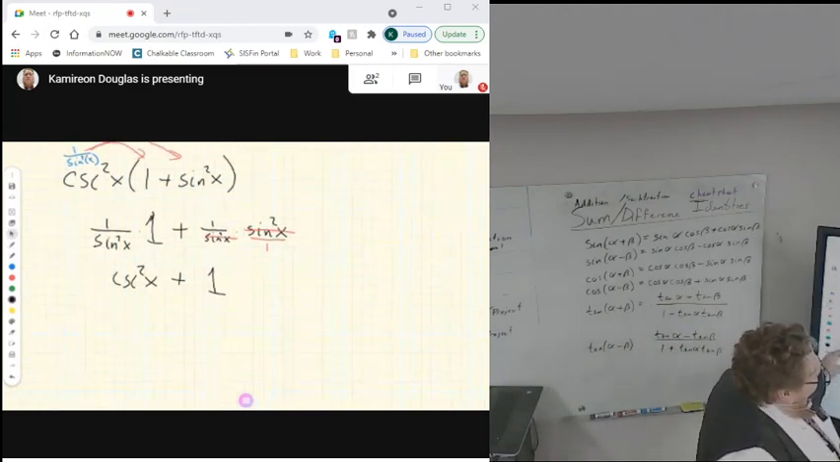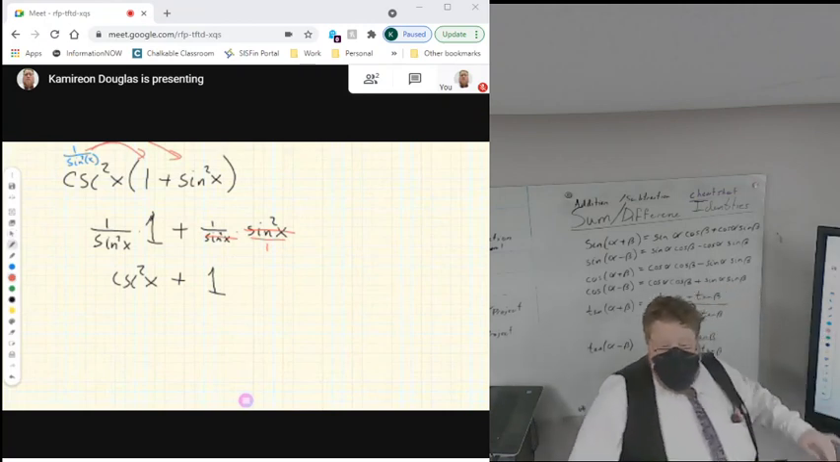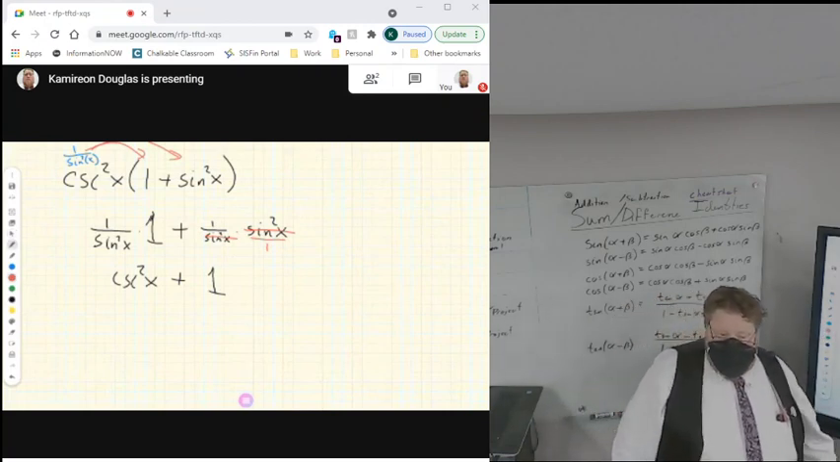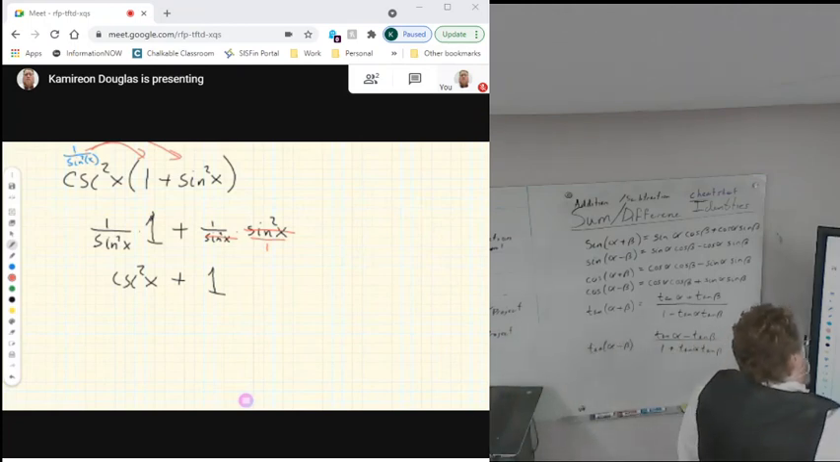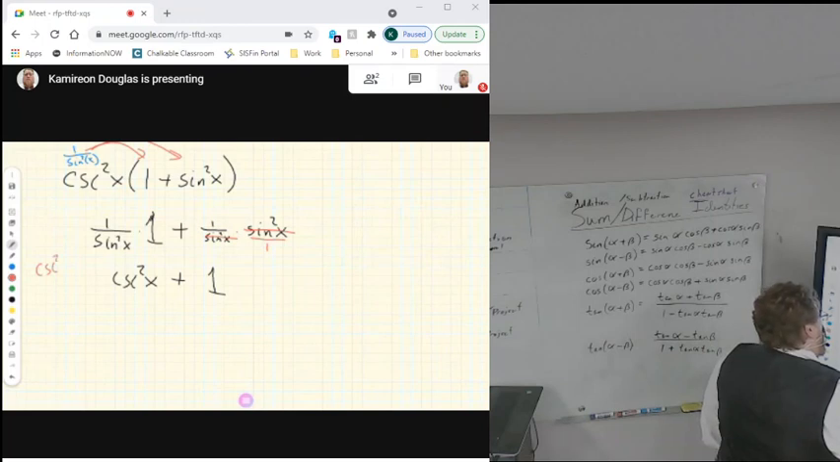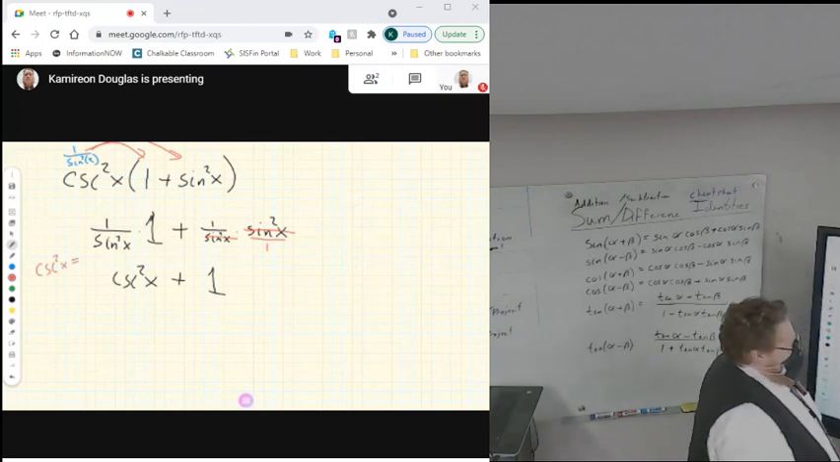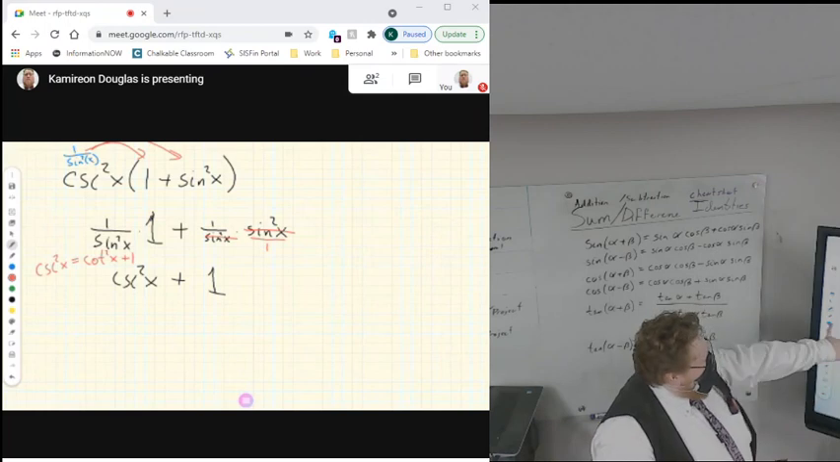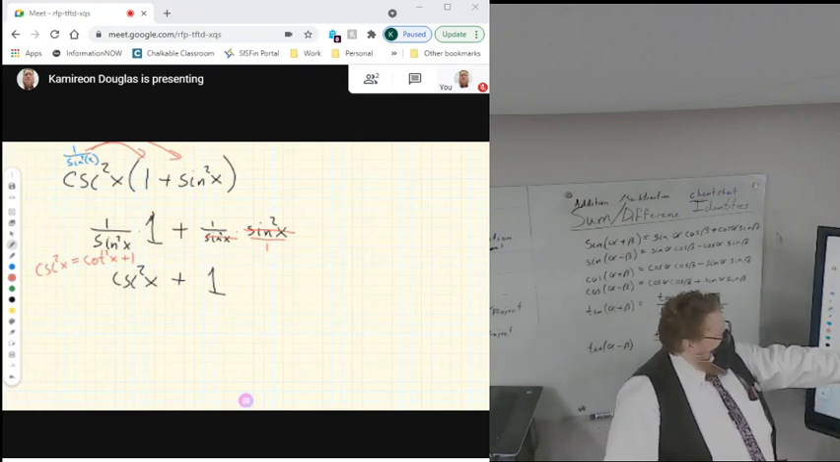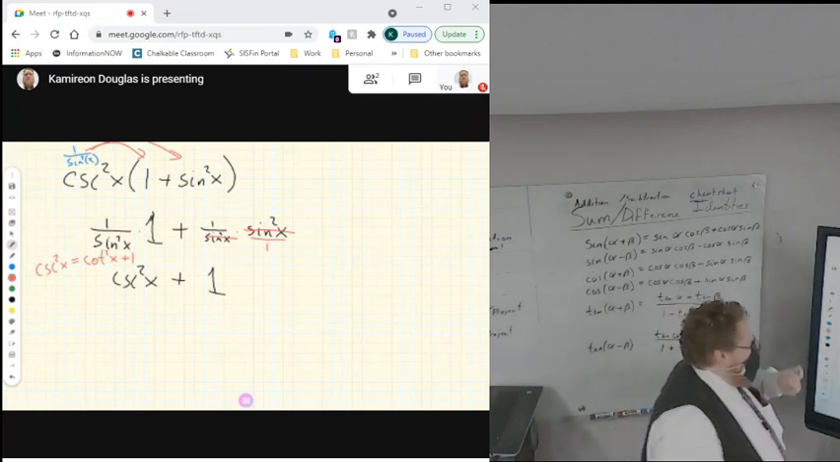If not cosecant squared of 1, do I have one that deals with just cosecant squared? Yes. What is the one that involves cosecant squared? Cosecant squared is equal to cotangent squared plus 1. So, everywhere there's a cosecant squared, I'm going to do a substitution and replace it with cotangent squared of x plus 1.